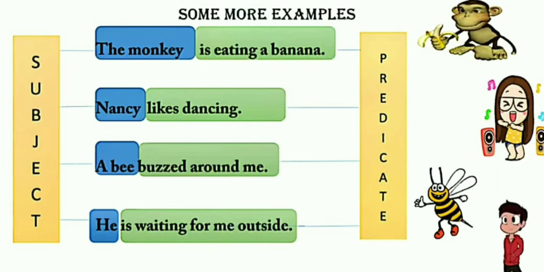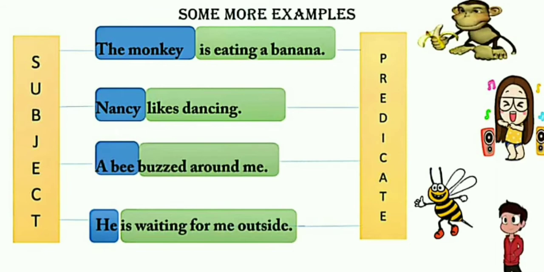Now let us see some more examples. So the first one is, the monkey is eating a banana. So here we are talking about the monkey. So the monkey will be the subject and is eating a banana will be the predicate. Now the next one, Nancy likes dancing. So here we are talking about Nancy. So Nancy will be the subject and what she is doing? She likes dancing. So likes dancing will be the predicate.